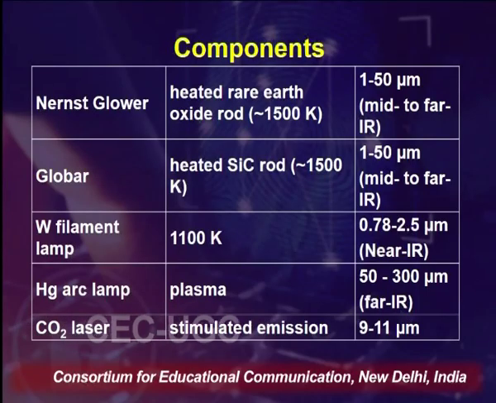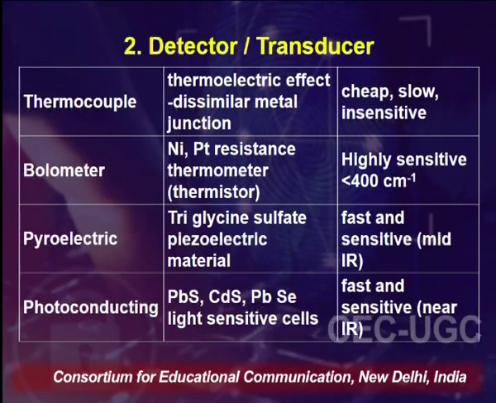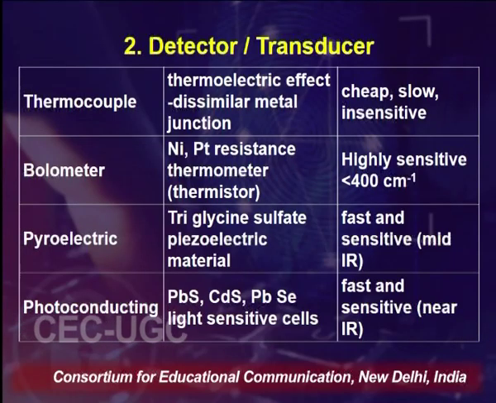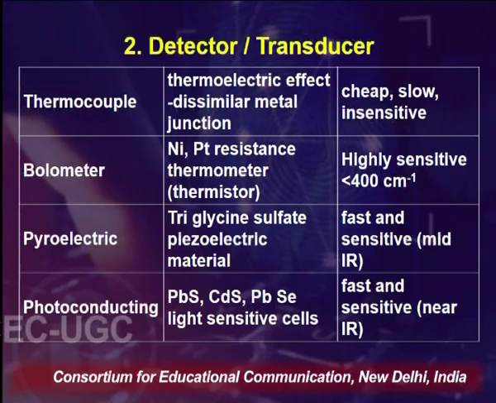Now, there are certain detectors commonly used for IR spectroscopy. Thermocouple, which uses the thermoelectric effect and has a dissimilar metal junction; bolometer, where we have a nickel or platinum resistance thermometer, and when various bolometers are placed in a line, we call it a thermistor. Pyroelectric detector, triglycine sulfate, a piezoelectric material we use for pyroelectric; and photoconducting, where we have lead sulfide, cadmium sulfide, lead selenide. These light sensitive cells can be used for the detection also.